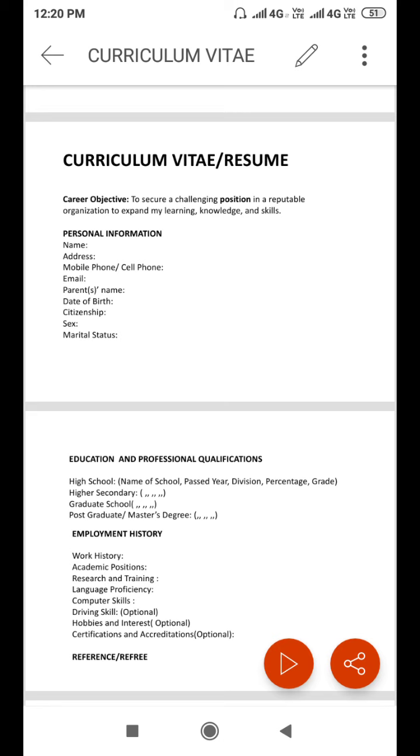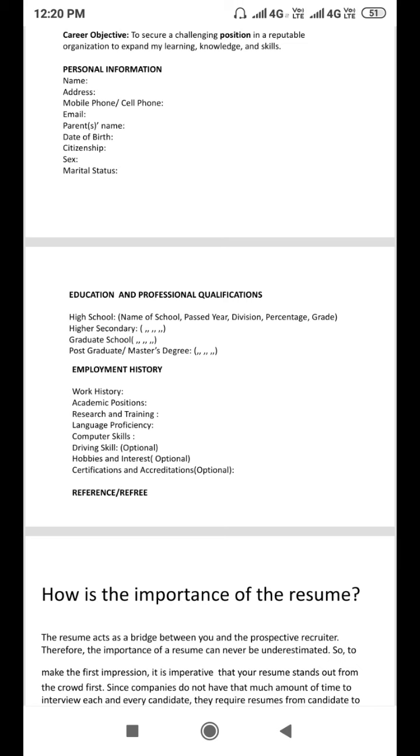As I would like to repeat once again, you can mention personal information: name, address, mobile phone, email address, parents' names, date of birth, citizenship, gender, and marital status. Next, in the next column, you can make it beautiful: education and professional qualifications, like high school, higher secondary, and university education, etc.